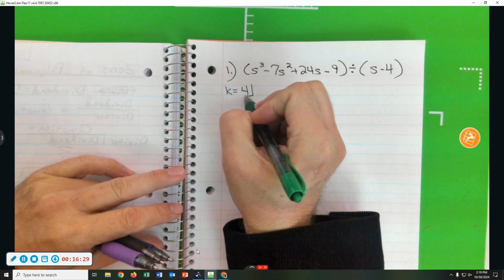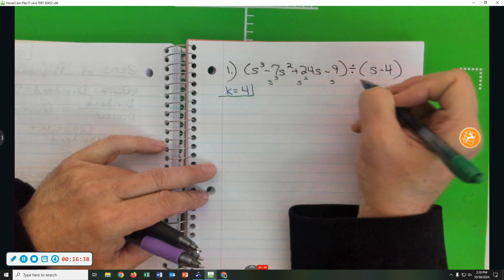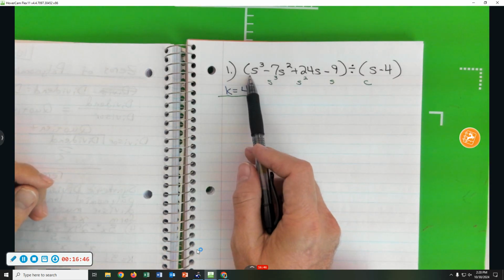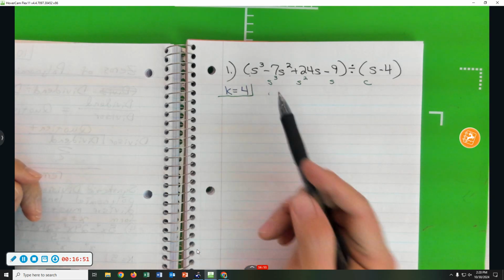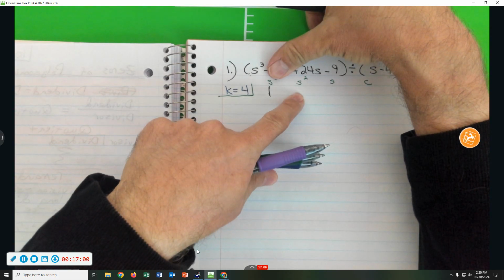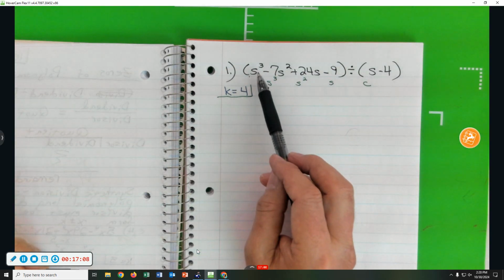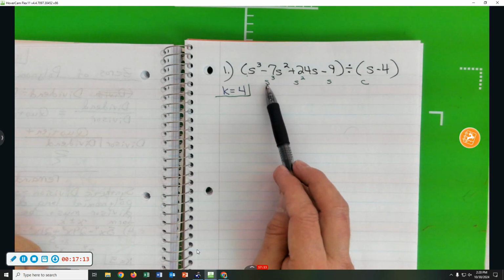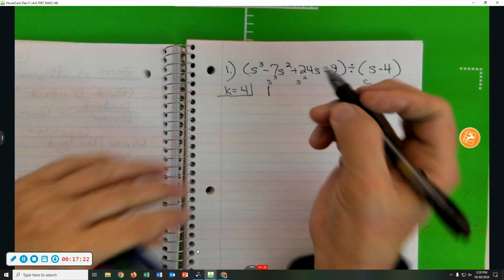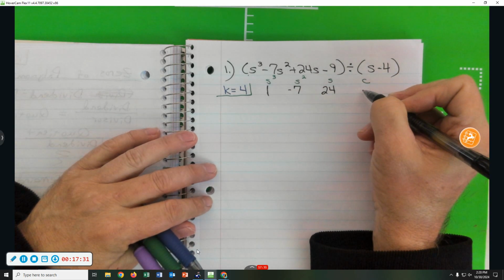We have k equals 4, and then our largest variable, we have an s cubed, an s squared, an s, and a constant. What's the coefficient of s cubed? 1. Now, suppose there wasn't an s squared. You have to have a column for s squared, so you'd use a 0 as the placeholder if the term were completely missing. Whatever you start off with, the biggest one, you have to then start decreasing. You started with an s cubed, so you need a column for s squared, s, and a constant. And if a term is skipped, you assume a 0. Then s squared, that's a negative 7, a positive 24, and what do I have as my constant? Negative 9.